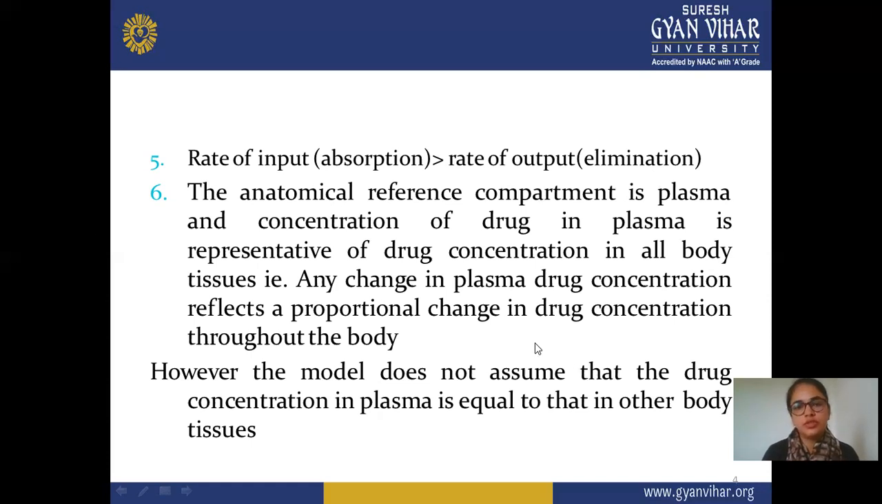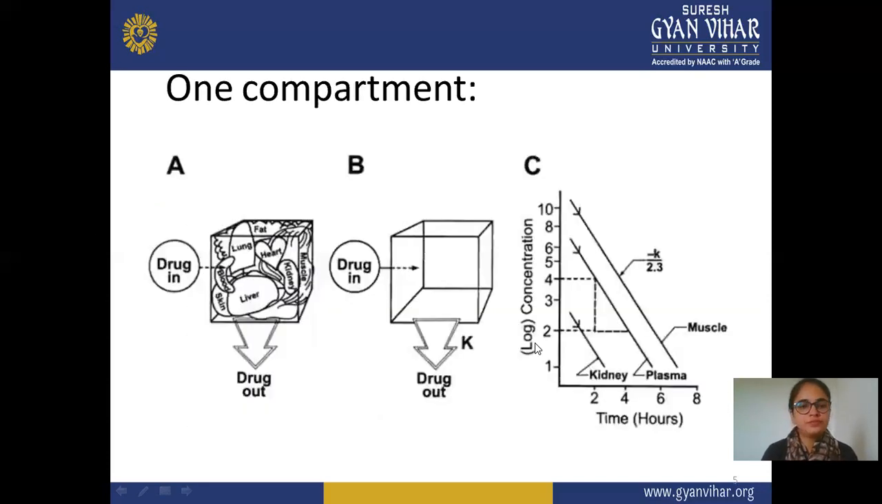So these are the assumptions of the one compartmental open model. In the diagrammatic representation, there is one body, the drug gets in, which means absorption takes place, and the drug gets out. This is the elimination rate. In this one compartment, the body parts where the major processes take place, such as lungs, liver, kidney, heart, fat, and muscles, are all included. It is a simple body where the elimination rate constant applies.